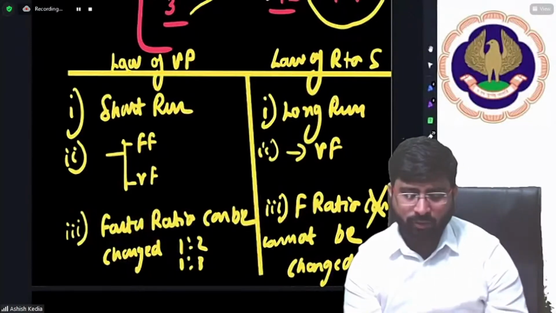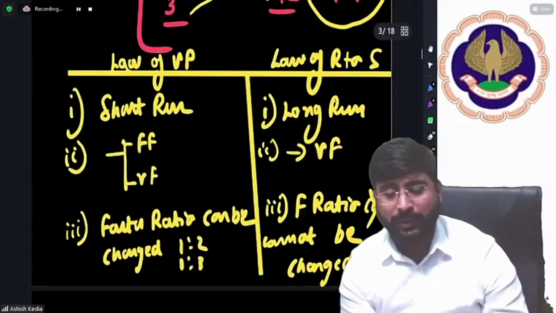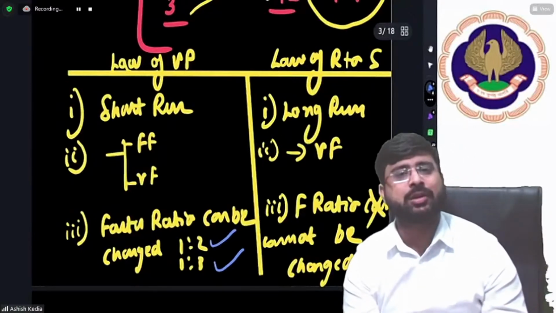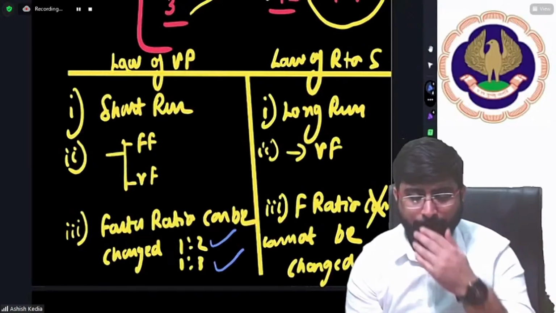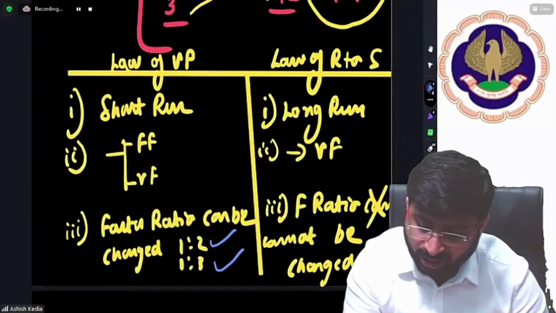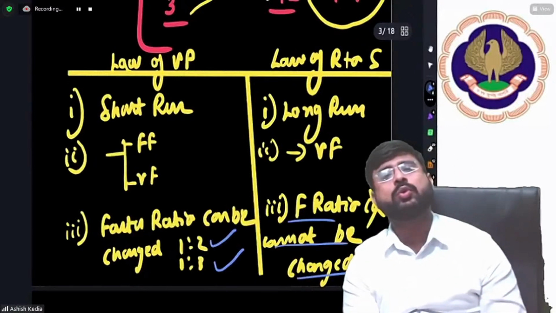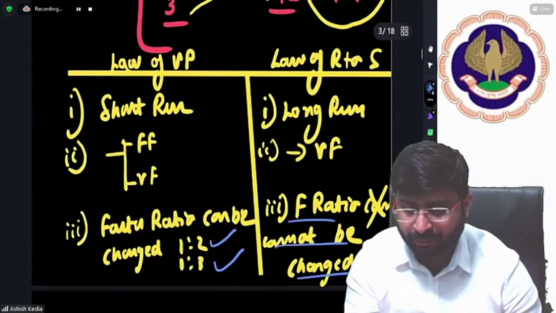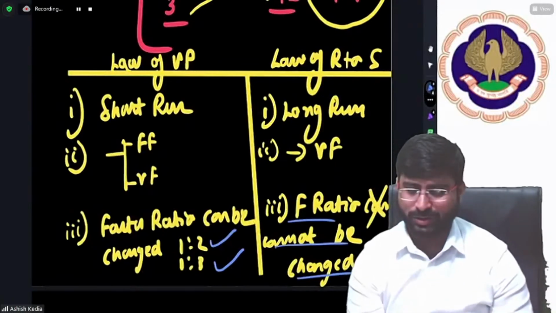Got it, sir. And what about, sir, factor ratios? In the law of variable proportion, factor ratios could be changed. So let's say if there was one machine and 2 laborers, you could increase it to 1:3. But in the law of returns to scale, the factor ratio cannot be changed. So if it's 1:2, it will stay in the form of 1:2 only. If you want to increase it, it will be in direct proportion. So it has to become 2:4.